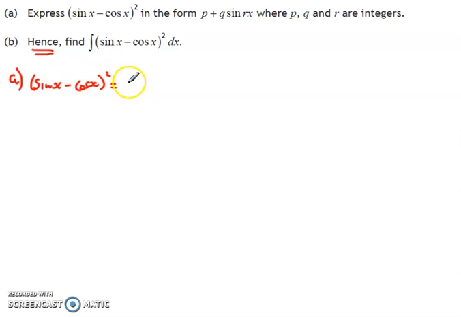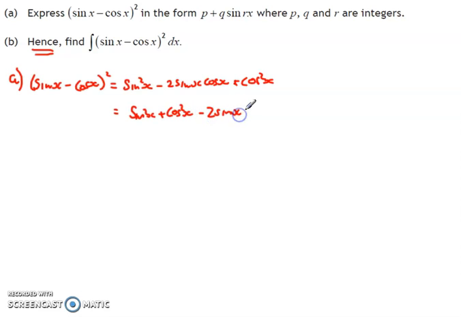So if we multiply out the bracket, what I'll get is sine squared x minus 2 sine x cos x, then plus cos squared x. Now what I'm going to do is group some terms together. I'm going to group the sine squared and the cos squared together. And I'll have sine squared x plus cos squared x. I'm then going to have minus 2 sine x cos x.